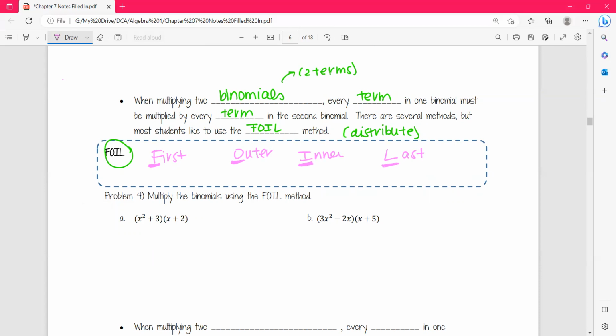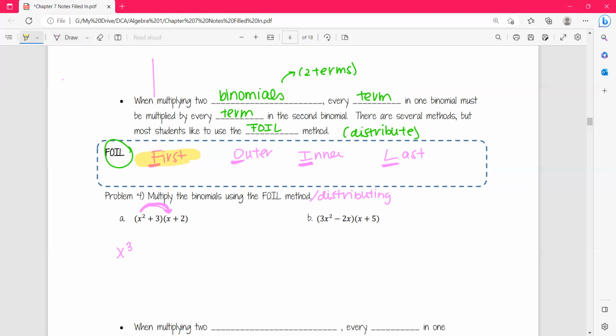So number 4, we're going to multiply the binomials using FOIL. Guys, it's just the same thing as distributing. I don't want us to overthink it, okay? So FOIL, the first one says to multiply the first numbers. So that means, make sure this makes sense, these are the first numbers in both of the parentheses, the x squared and the x. Look at the parentheses separately. So I'm going to have x squared times x, that's x cubed, right? Multiply variables, add the exponents.